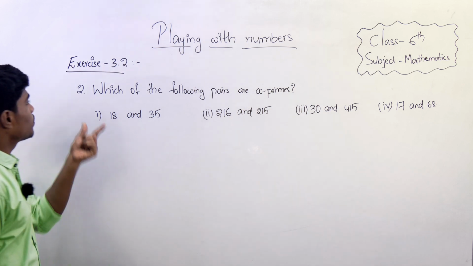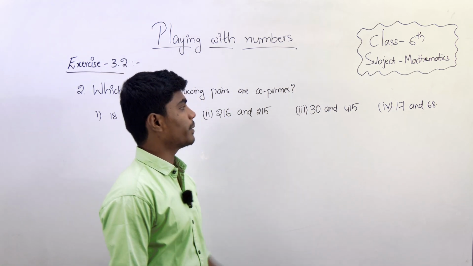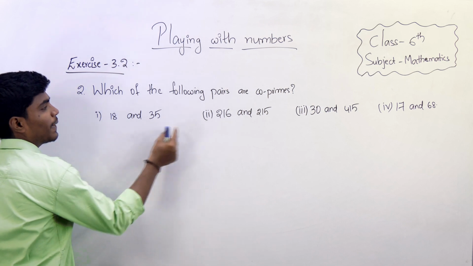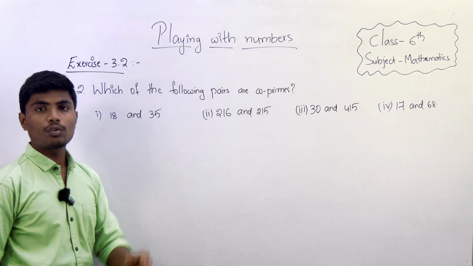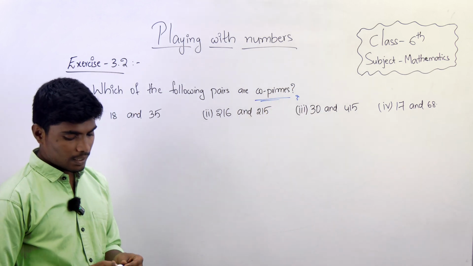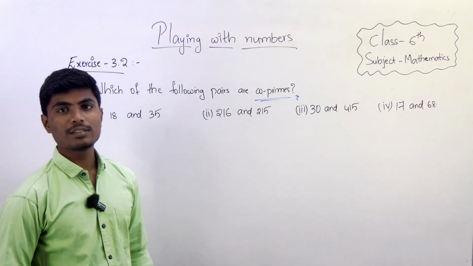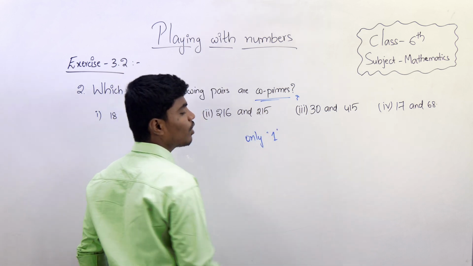Now let's move to the second problem. Which of the following pairs are co-primes? See, here he gave some pairs of numbers and he is asking which of the pairs are co-primes. See, what are co-primes first? What are co-primes? See, if two numbers have only one as their common factor.